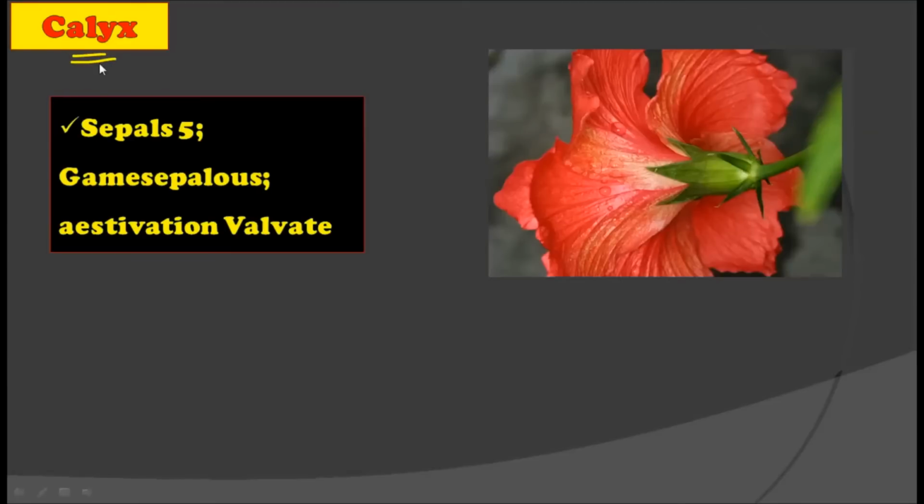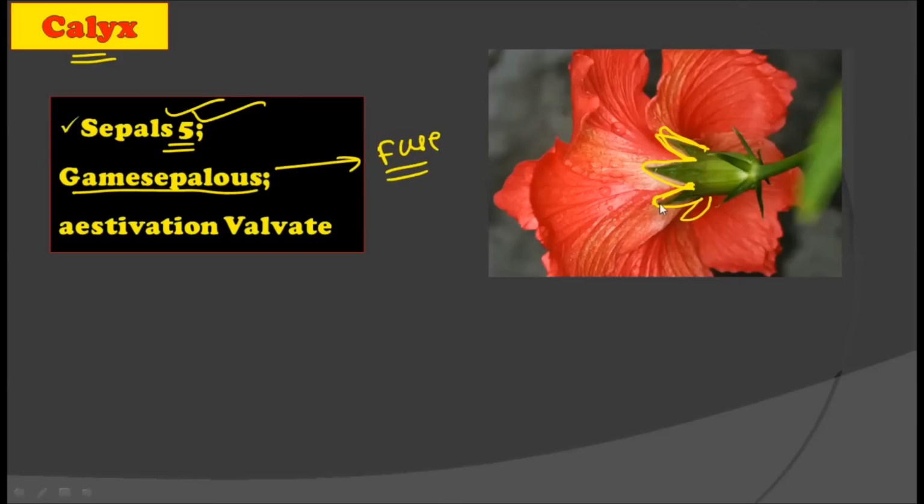Now let us talk about the calyx. In the calyx there are 5 sepals. As you can observe here, this is the calyx, and the individual members of the calyx are called sepals. These sepals are 5 in number. Again, they are gamosepalous, a condition which means they are fused with each other. As you can observe here, all these sepals are connected at the base, and that is why they are said to be gamosepalous. Then the aestivation is valvate. That is, their margins come close to each other, but they do not overlap with each other, and that is why the aestivation is said to be valvate.